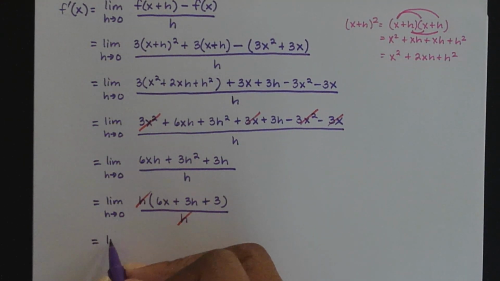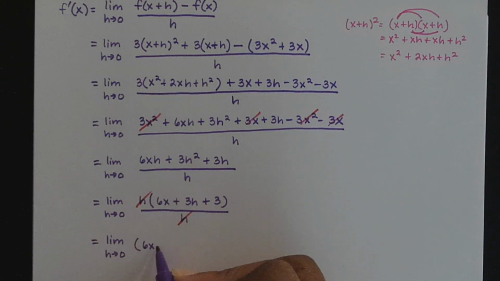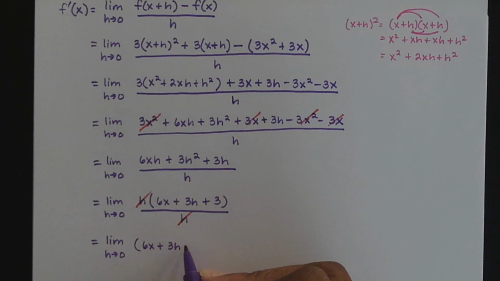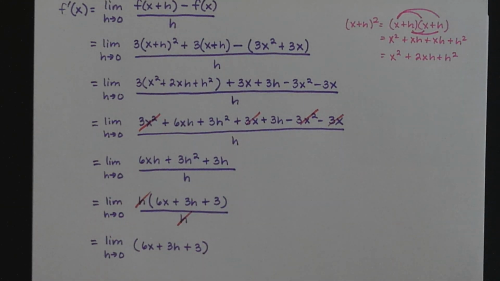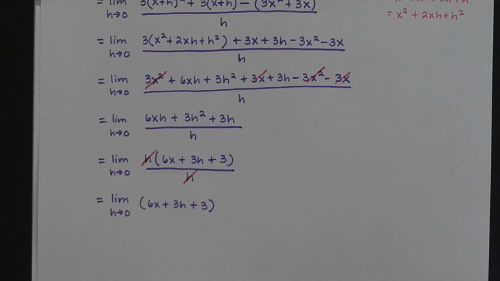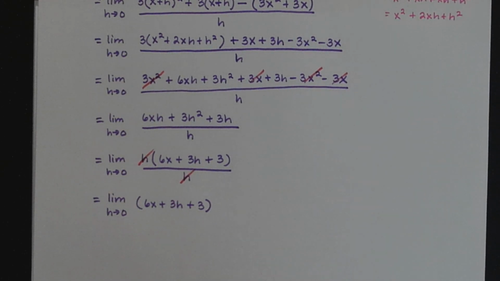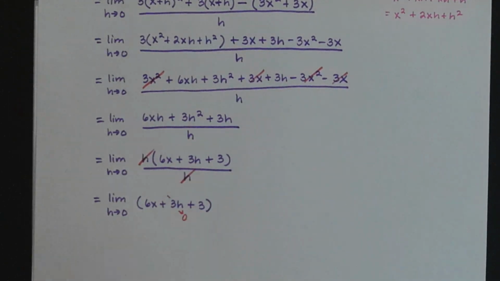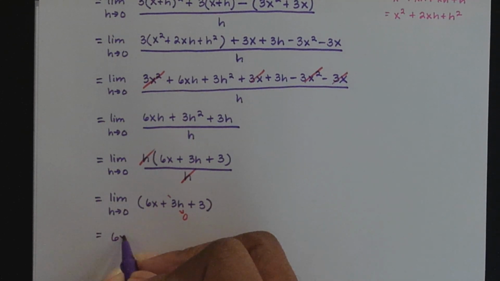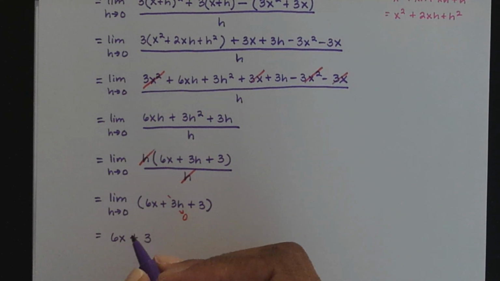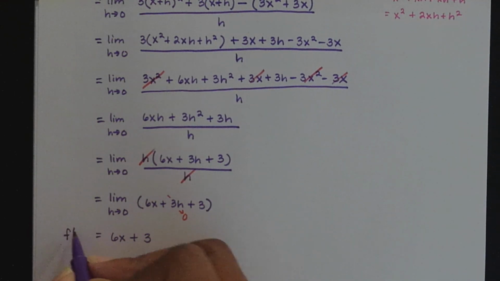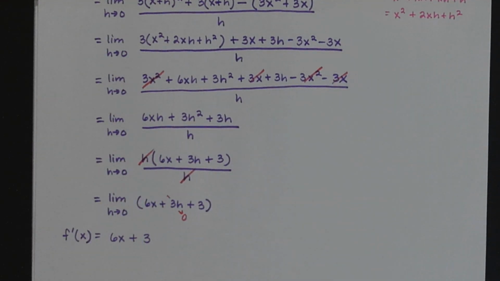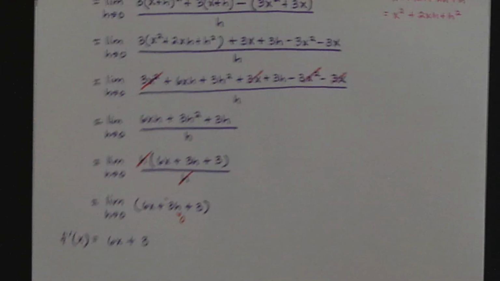I'm left with the limit as h approaches 0 of 6x plus 3h plus 3. Now we can take the limit as h approaches 0 of this. Okay, so as h approaches 0, this 3h is going to be going to 0. So I'm going to end up with 6x plus 3. And this is what f prime of x will be.